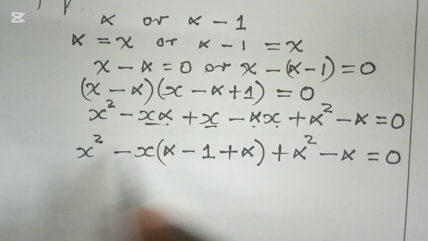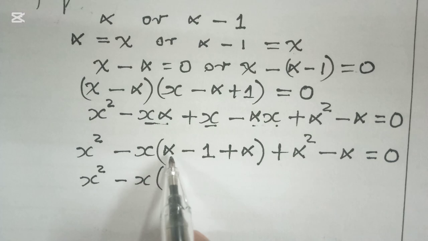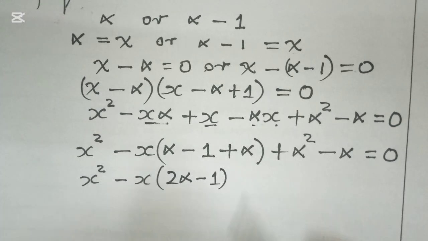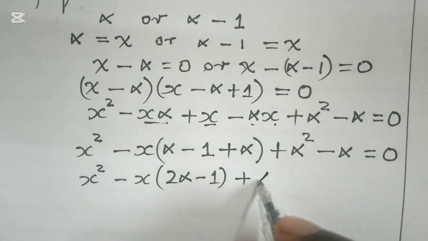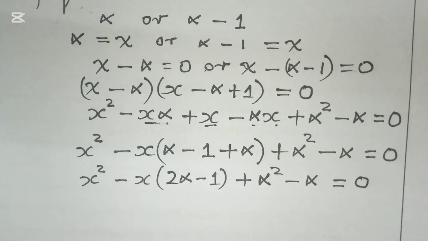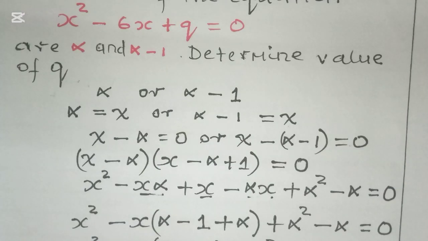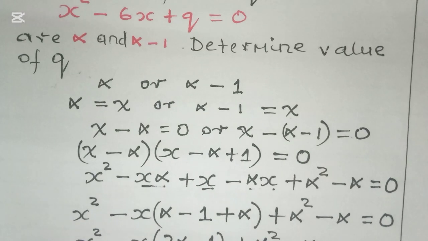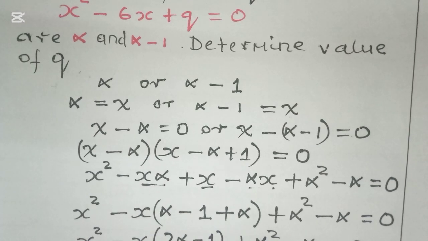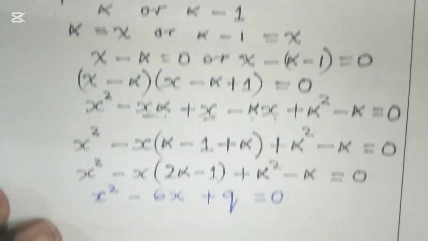So guys, we continue. We shall have x squared here minus x, and then we are going to have alpha plus alpha is 2 alpha. So we have 2 alpha minus 1, plus here alpha squared minus alpha is equals to 0. So guys, we can come and now compare our equation, the equation we have and this equation. So our equation up there is going to be x squared, and down here, x squared, then minus 6x plus q. This one now gives us 0.